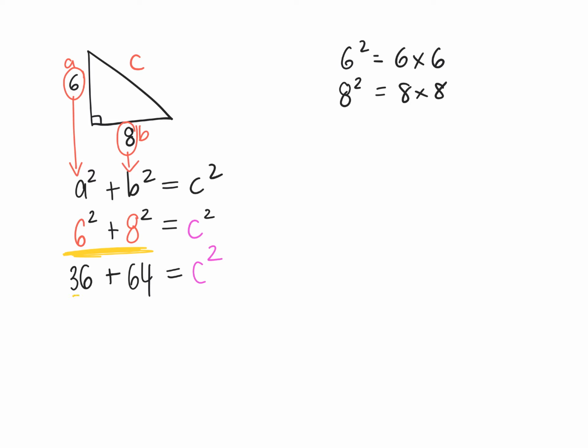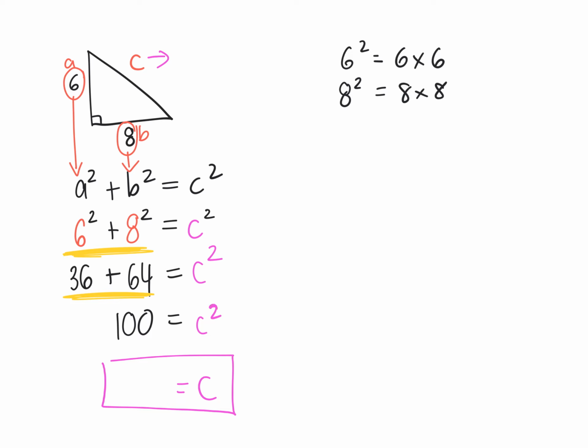Kareem, can I add these together? Simplify. Mohammed, 36 plus 64 is? So 100 equals c squared, right? But I don't want to know what c squared is equal to. I want to know what c is equal to, right? I need to know the side length. So I'm trying to figure out what times what gives me 100.